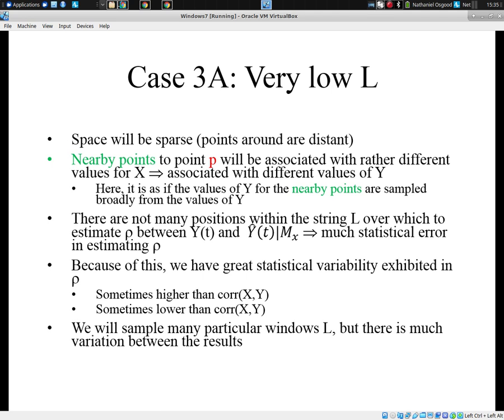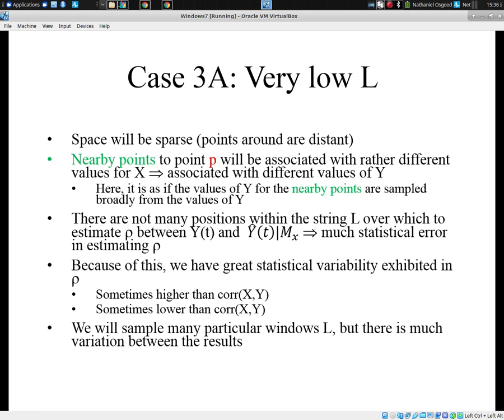Now importantly, the nearby values in state space M sub X will not necessarily have the same value for X of T. They may have very similar values of X of T minus tau and X of T minus 2 tau. That's why they're super close, but not in values of X of T. So it won't always mean that Y of T is going to be similar to the values of Y for those others.